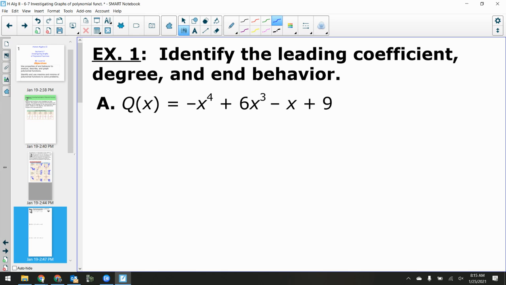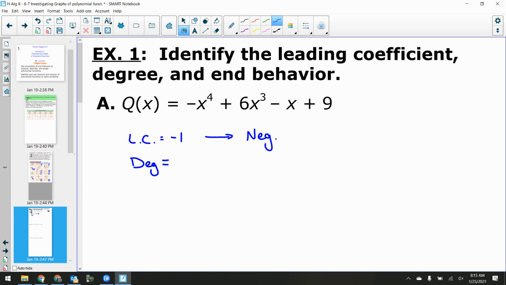All right, so let's take a look here. Identify the leading coefficient, the degree, and then the end behavior. So the leading coefficient, the degree, and then we'll write the end behavior. What is my leading coefficient? It's -1, right? I don't care about the fact that it's a 1. I care about the fact that this is negative.